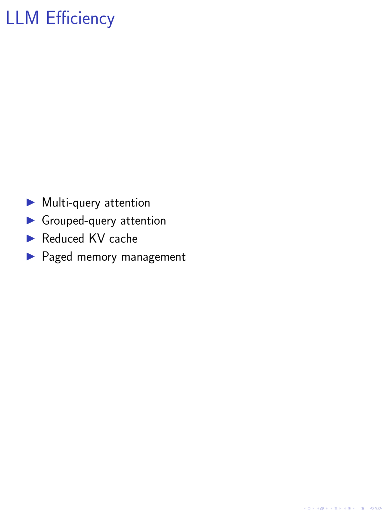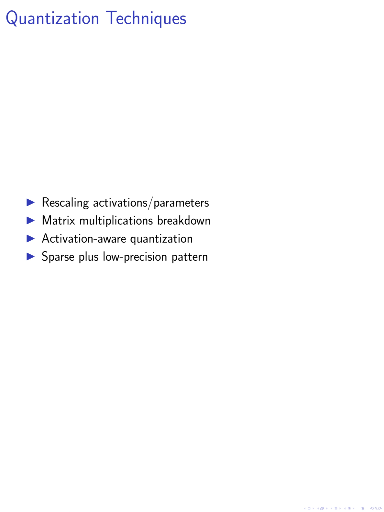We also introduce a paged memory management scheme to minimize fragmentation of the KV cache. We employ quantization techniques to further decrease the memory consumption of LLMs. We apply rescaling between activations and parameters to eliminate outliers and simplify the quantization process. Matrix multiplications are primarily broken down into 8-bit operations, with a minority of 16-bit operations.